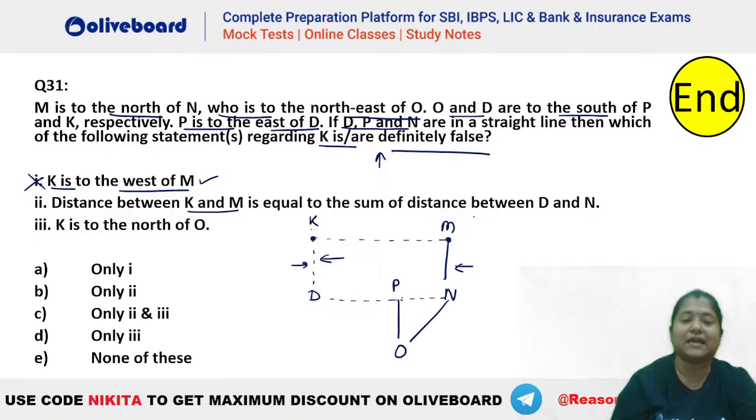Similarly, distance between K and M is equal to that between D and N. Again, you can see this can be equal to this. Absolutely possible, right? So, second is also a possibility. That is why this is also not the one which is definitely false. Third says K is to the north of O. Now, this can never be true. K can never be to the north of O. It will always be towards the northwest of O. That means this has to be the one that is going to be definitely false here. This can never be true here. Okay, so the answer to this question has to be only 3.